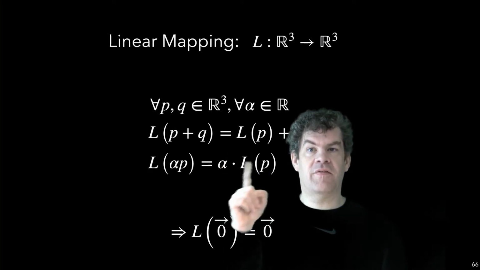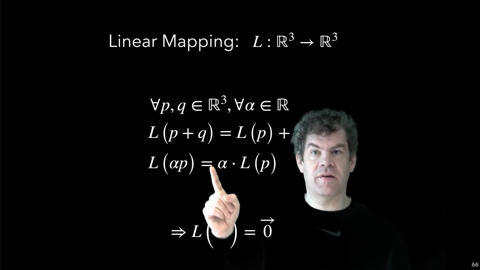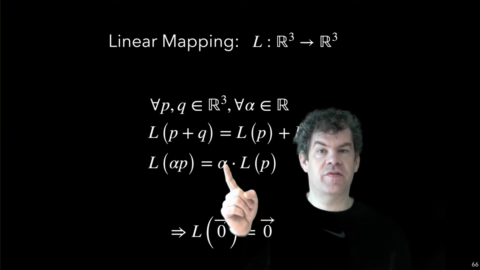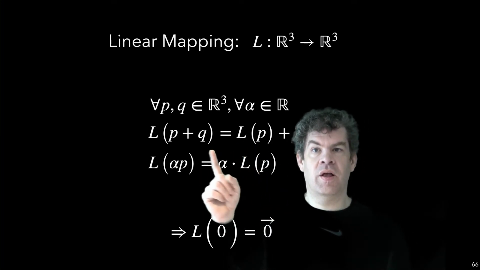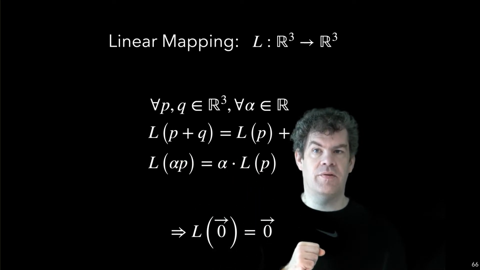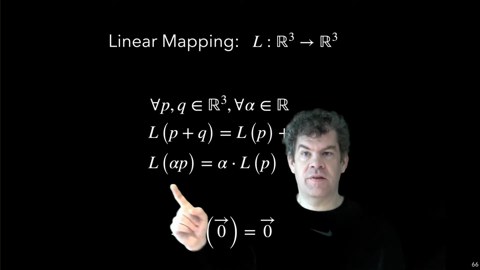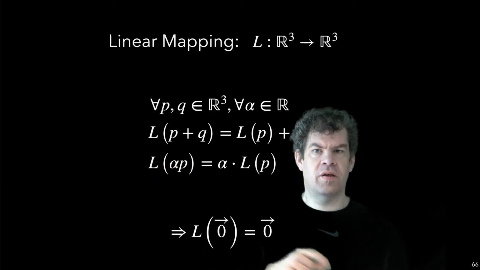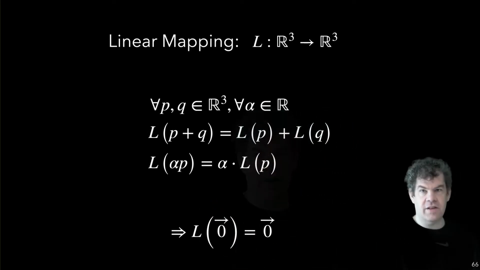I can pull the alpha out. Now I pull the 0 out. Now I get 0 times some transformation. But again, by definition, 0 times something has to be 0. So when I choose alpha as 0 and choose any P that I want, this means that L of 0 has to be 0 times something, and that's also 0. So long story short, the origin can't change.